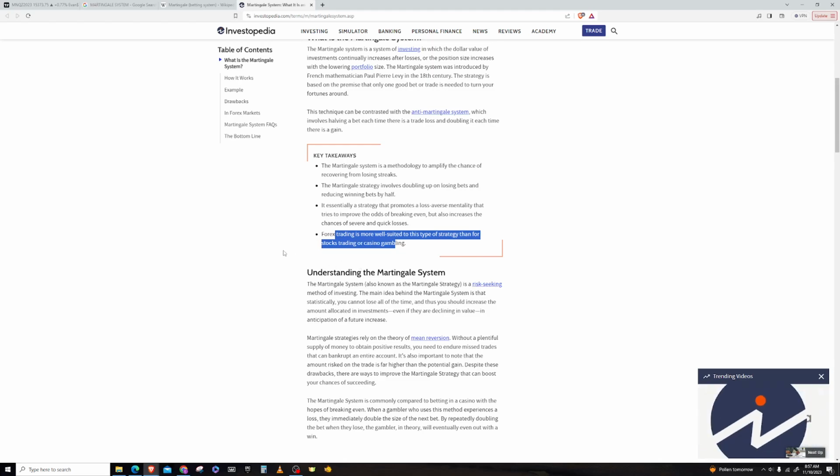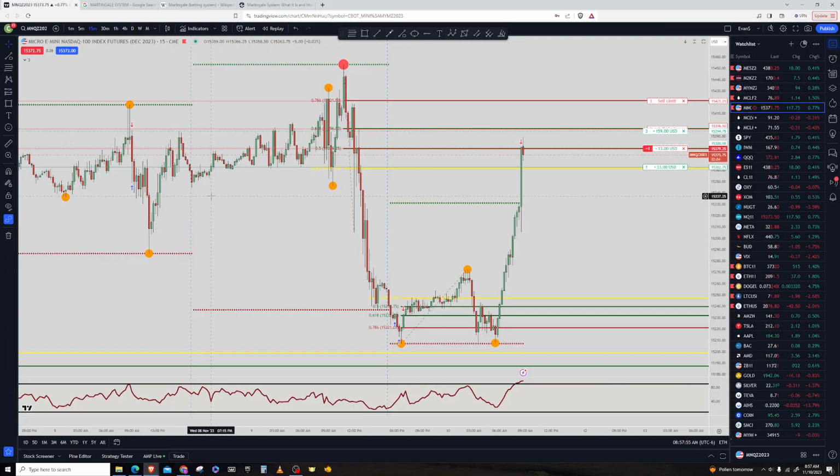That is true. And yes, forex trading is more well suited for this type of strategy than stock trading or casino gambling. I do agree with that, because when I first started doing it, it was in forex, just because you have a lot greater leverage to be able to use. And this is also when you could use a lot more leverage than what you're allowed to here in the US as far as forex.